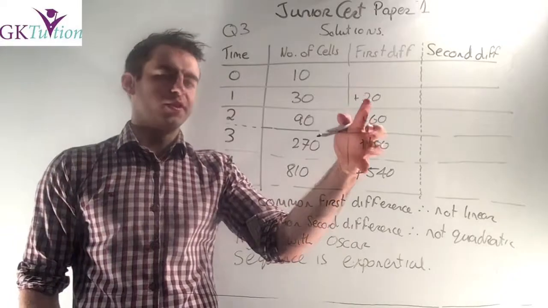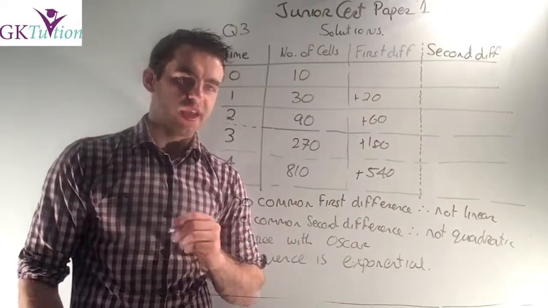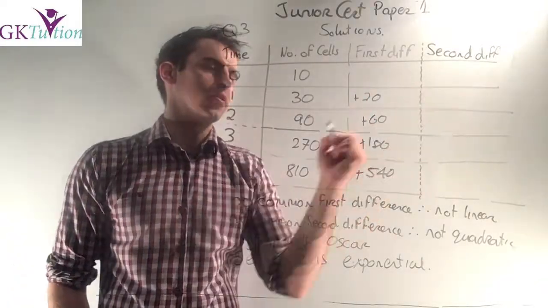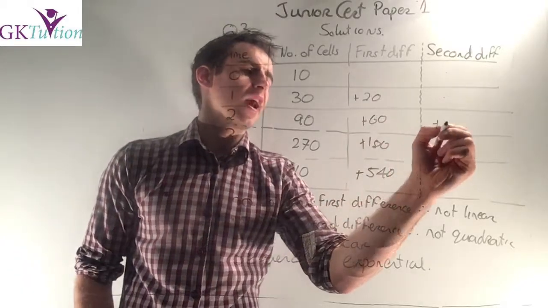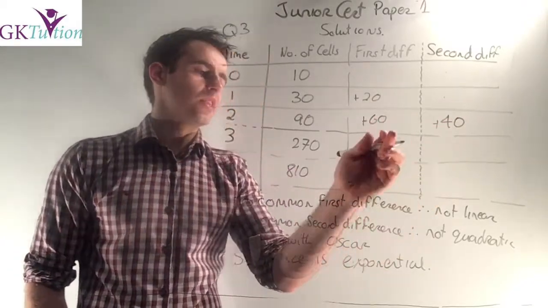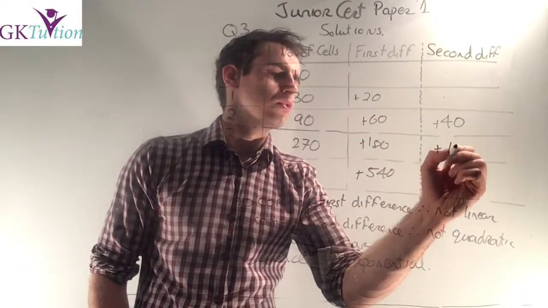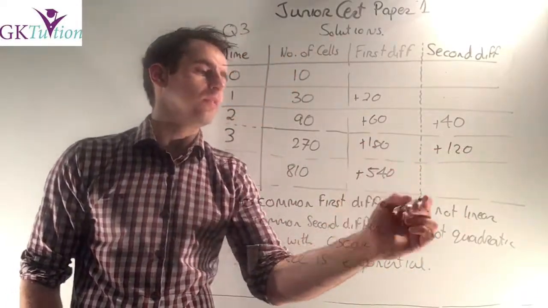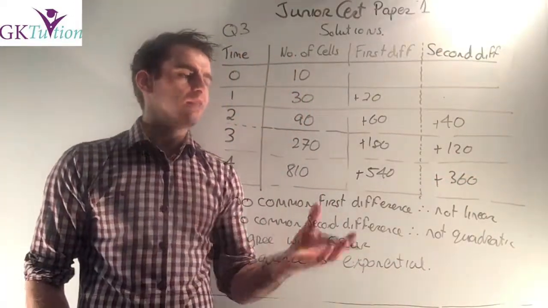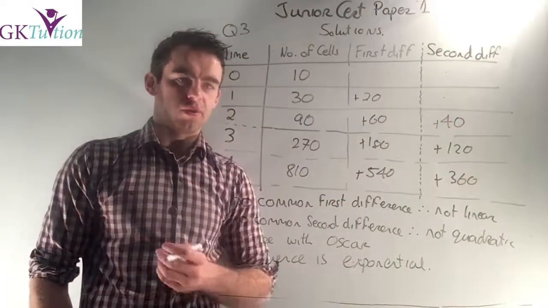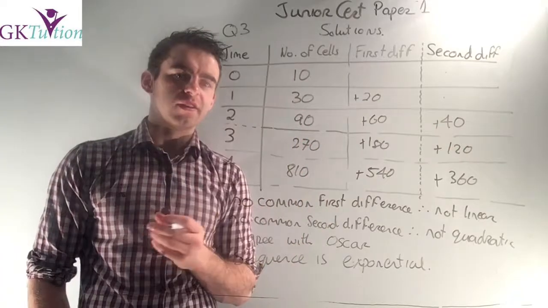Now there's 4 first differences, which means there's going to be 3 second differences. So I can leave the first 2 of these blank. To get from 20 to 60, I add 40. To get from 60 to 180, I add 120. And to get from 180 to 540, I add 360. Again, the second difference is not common, so I know that it's not quadratic. So that's what you have to fill in your table.